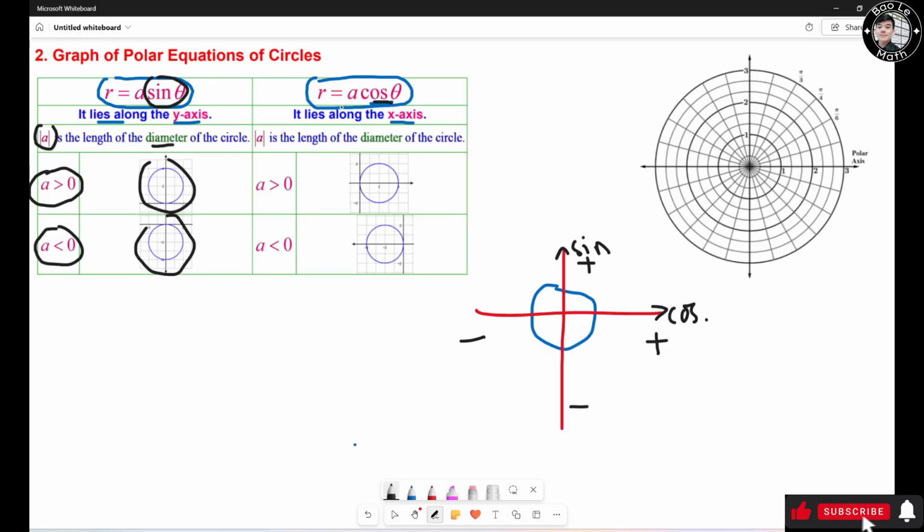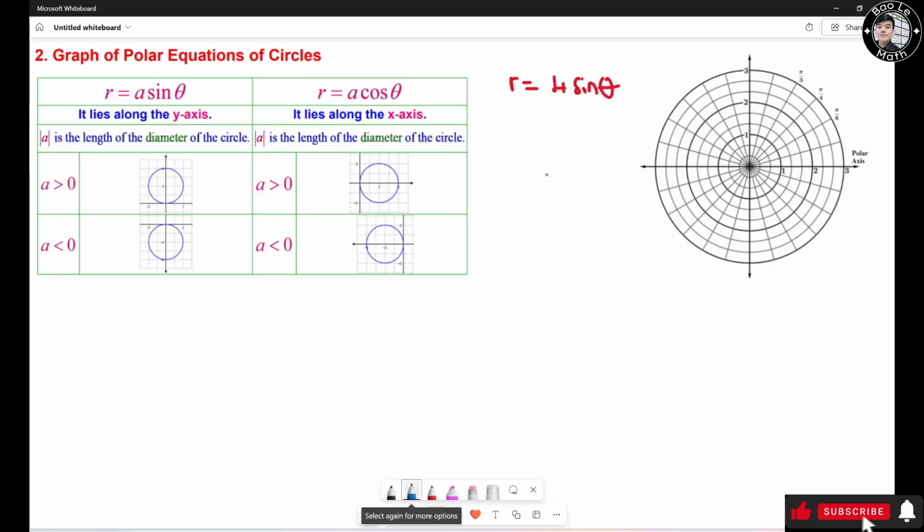Similarly, for the function r equals a times cosine theta, if a is greater than 0, it's going to be on the right of the y-axis. If a is less than 0, it's going to be on the left of the y-axis. And of course, the absolute value of a is the length of the diameter of the circle.